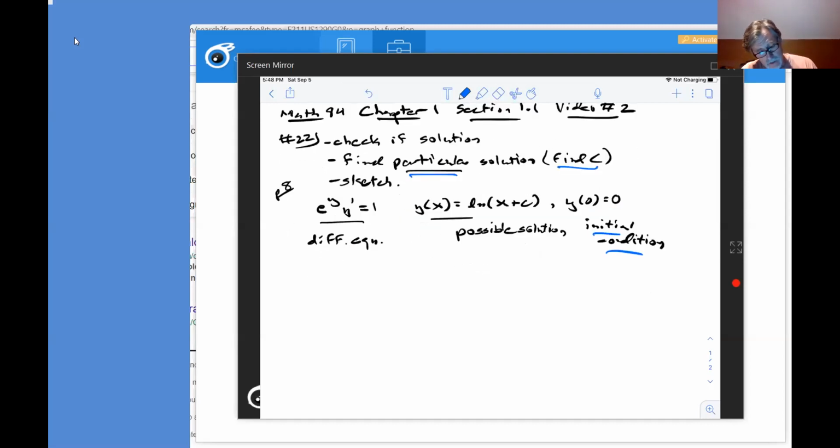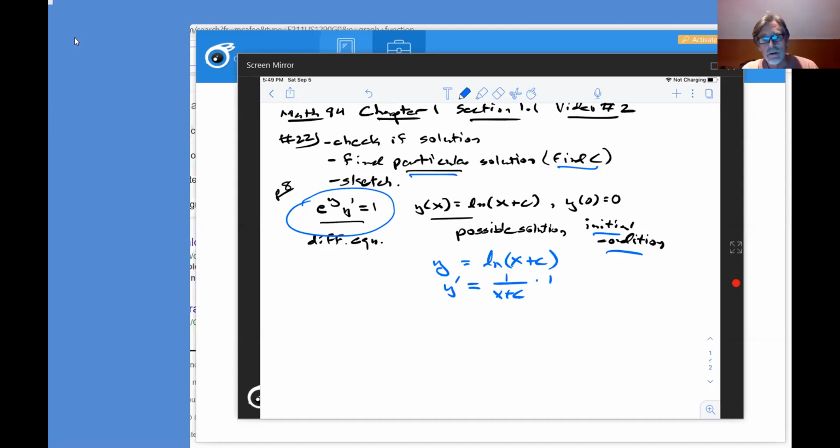So here again is the differential equation. What we plug into that is not only y, but we also plug in y prime. So y is the natural log of x plus c, and y prime is equal to, we got to figure it out. So y prime, do you remember the derivative of natural log? Of course you do. It's 1 over the inside, which is x plus c, times the derivative of the inside, which in this case is just 1.